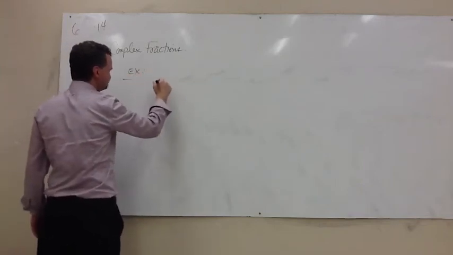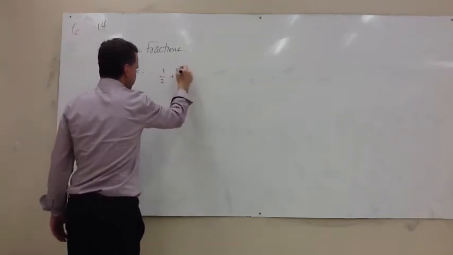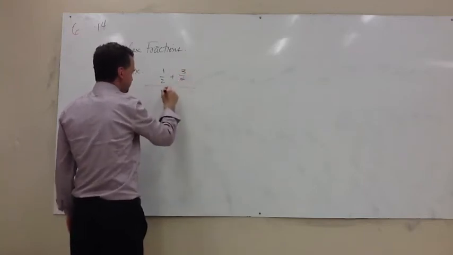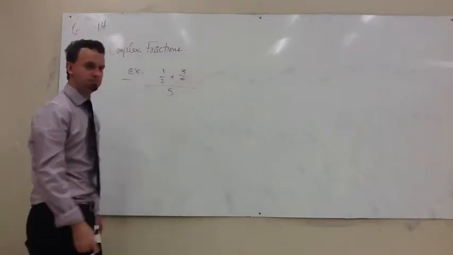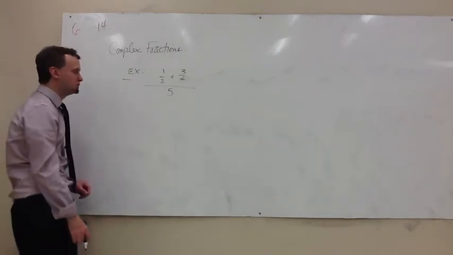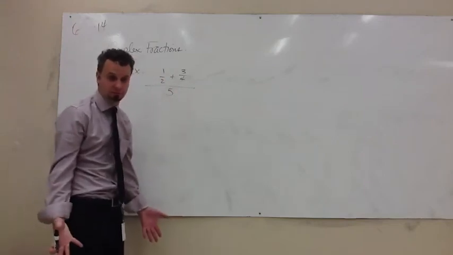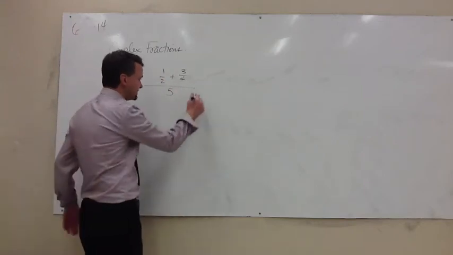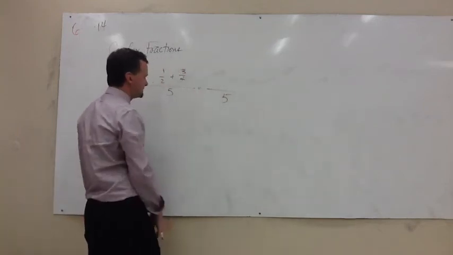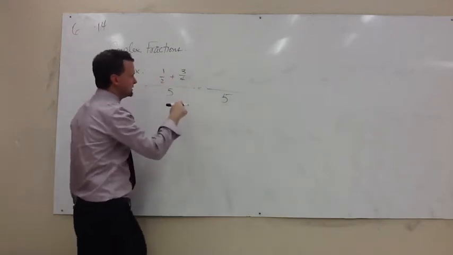Let's try 1/2 plus 3/4 over 5. Okay? If you were asked to do this, I hope the first thing that you would do would be to add the 1/2 and the 3/4. Alright? That should be the first thing that you do. So if you add the 1/2 and the 3/4 and leave the 5 where it's at, you're going to get one fraction in the numerator when we're done.